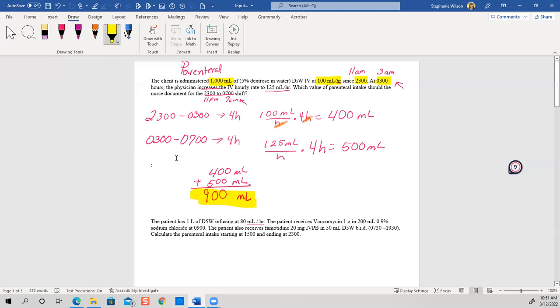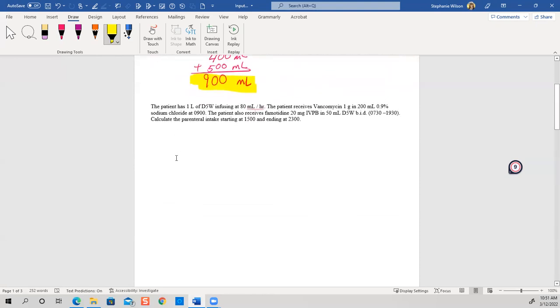I want to do another one just to make sure you understand. The patient has 1 liter. What do I know about liters? For every 1 liter, it's 1,000 milliliters. And it's been infused at a flow rate of 80 milliliters per hour. Then the patient receives 1 gram in 200 milliliters of sodium chloride, and this happened at 0900. Since no statement is made here, we take it that it's been going on throughout the whole shift.